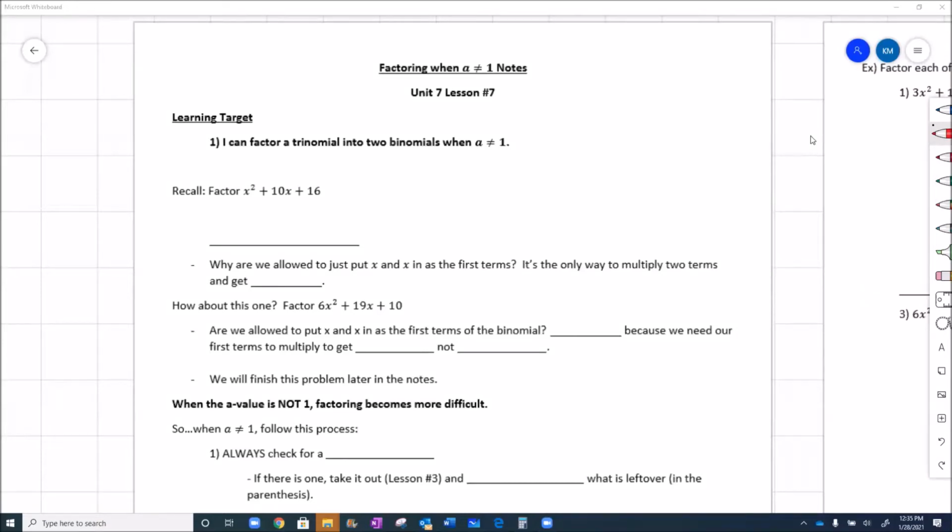Today we're going to look at factoring when a is not 1. At the end of this video, you should be able to factor a quadratic when a does not equal 1.